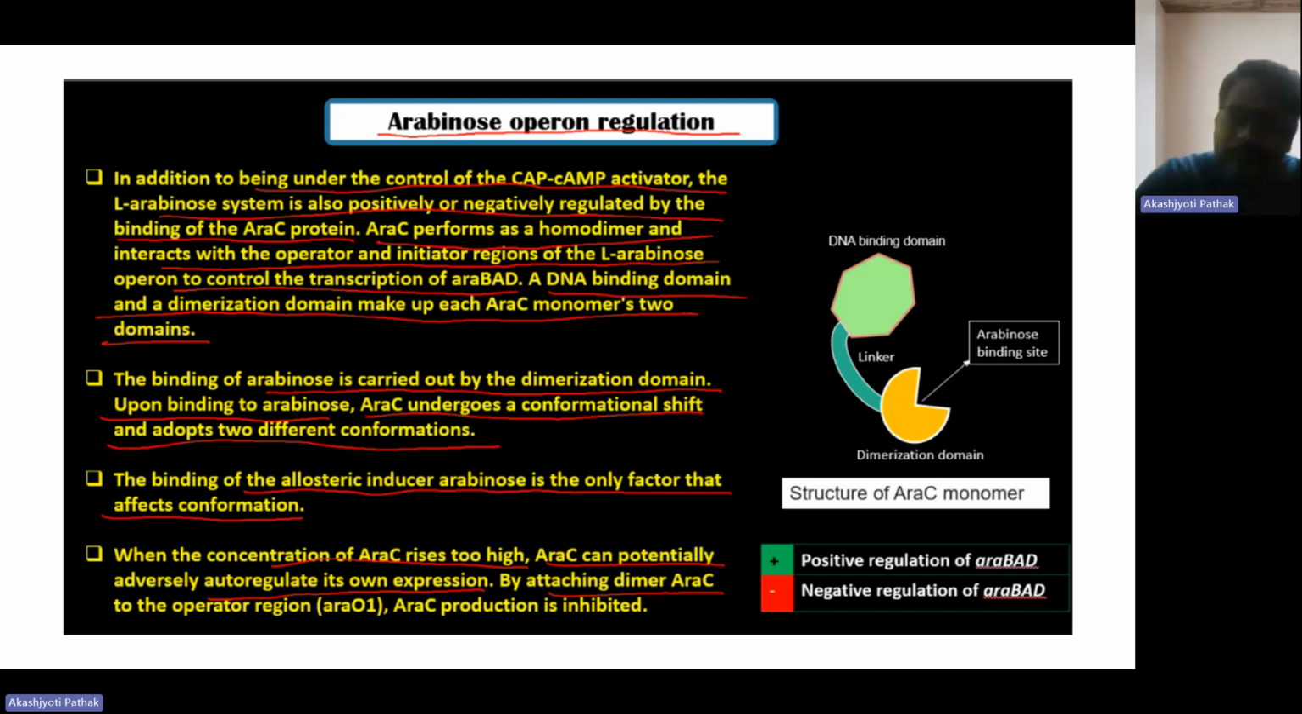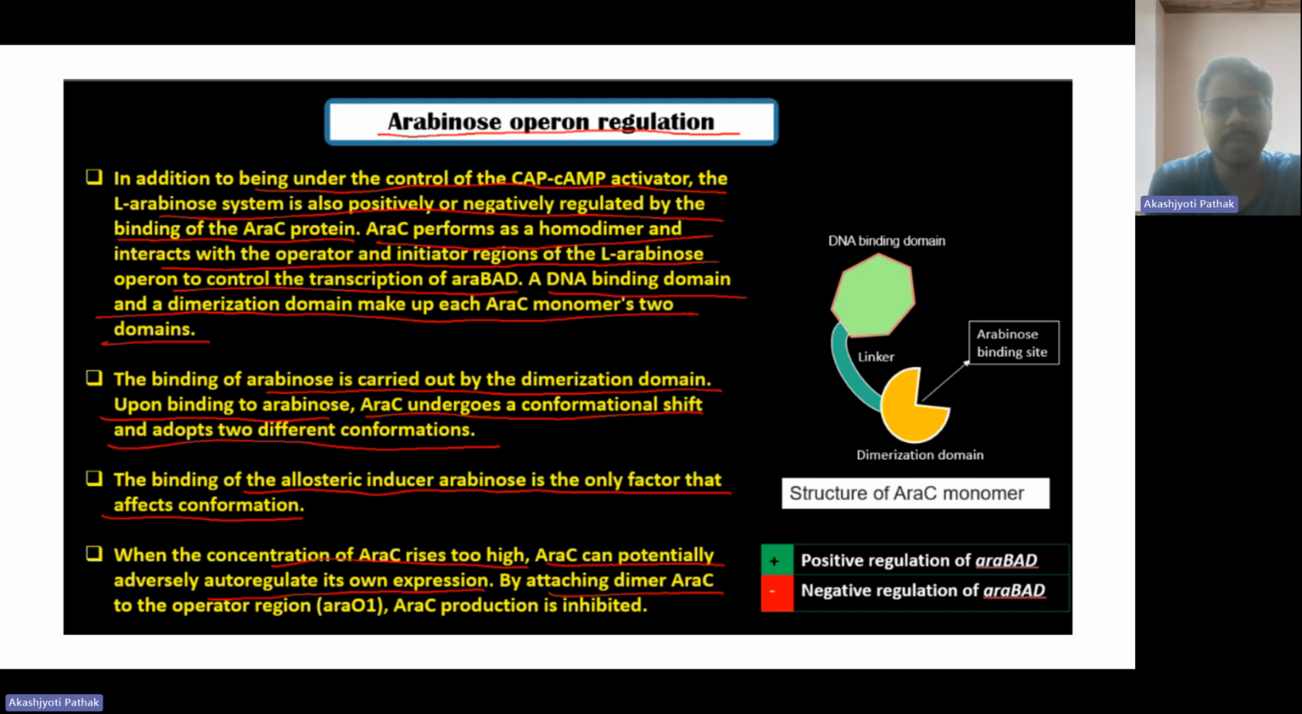positively and negatively regulated by the binding of the AraC protein. AraC protein has the ability to act both as an activator and a repressor, so it can both negatively and positively regulate the ara operon. It forms a homodimer and interacts with the operator and initiator regions of the L-arabinose operon to control the transcription of araBAD. A DNA binding domain and a dimerization domain make up each AraC monomer. The binding of the arabinose is carried out by the dimerization domain.